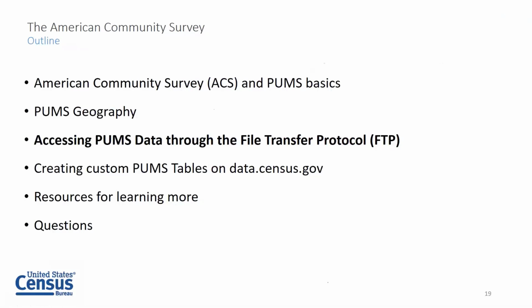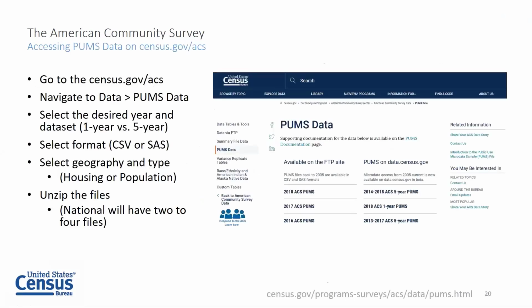So now that you know about PUMS data, we can start to look into ways to access it. The most common way to access PUMS data for use with statistical software is through our File Transfer Protocol, or FTP site. And this slide highlights the steps you will take to download the PUMS file from the FTP site. You will navigate to the PUMS data page on census.gov/ACS, and then select the year you want from the FTP column on the left.